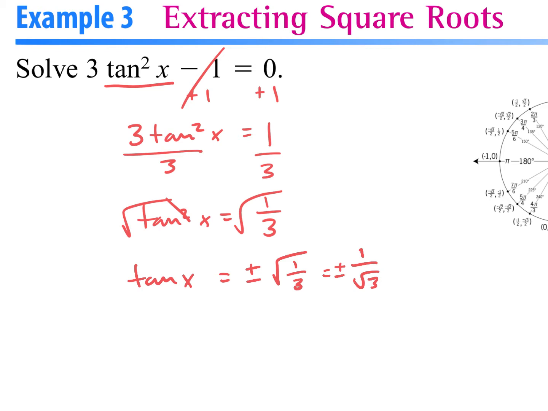Because if you take the square root of 1, that's just 1. And then we can rationalize, but it's good to know that this is the same thing as plus or minus square root 3 over 3. So this is just the rationalized version.